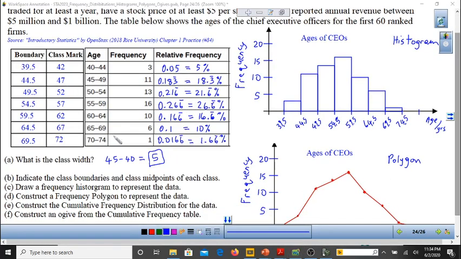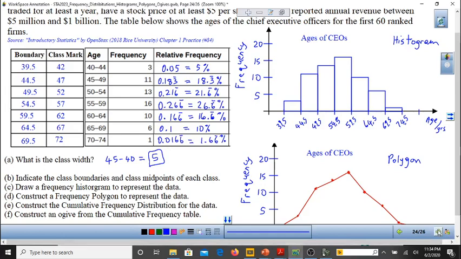Part A, class width is 5. Class boundaries indicated in the chart. The histogram on the top right here, and the frequency polygon down here. All right, and now we're going to move over to the other side, and we're going to look at the cumulative frequency table and so on.